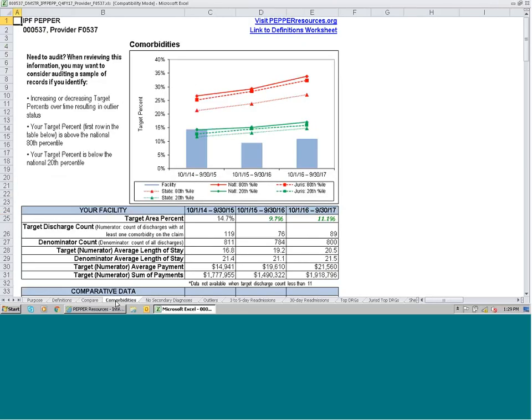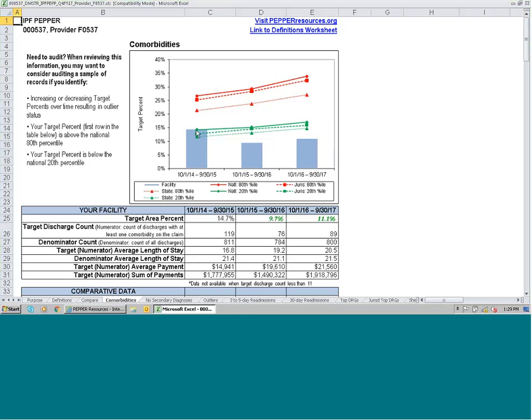I'll move on now to talking about the target area reports in the PEPPER. They are all constructed or formatted in the same manner, so once you get used to looking at them, it's pretty easy really. Your eyes are probably first drawn to the graph that is up here at the top of the screen. We display your hospital's, your IPF's target area percent over the 3 fiscal years as these blue bars. So you can see how your target area percent might be changing over time.